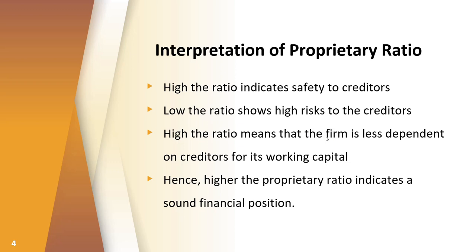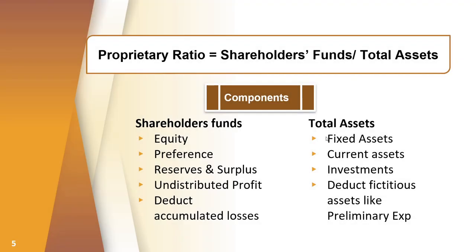Okay, let us learn the formula of the proprietary ratio. The proprietary ratio is calculated by dividing the shareholders' funds by total assets. That is, proprietary ratio is equal to shareholders' fund divided by total assets. From the formula, we can see that there are two components for calculating the proprietary ratio.